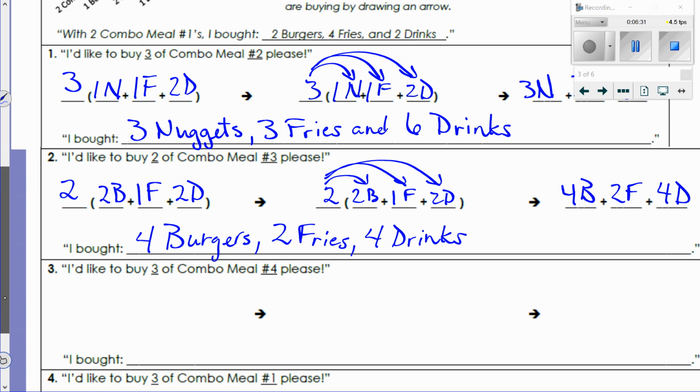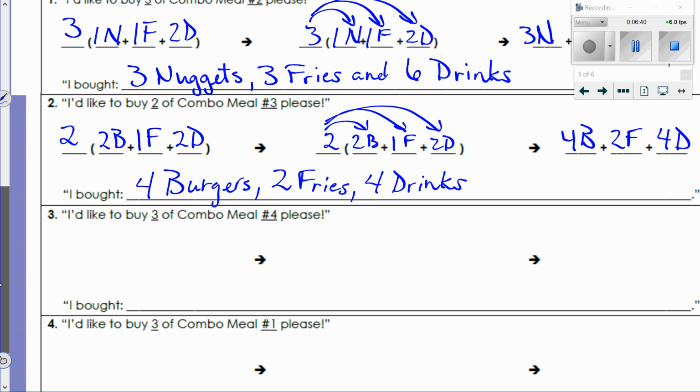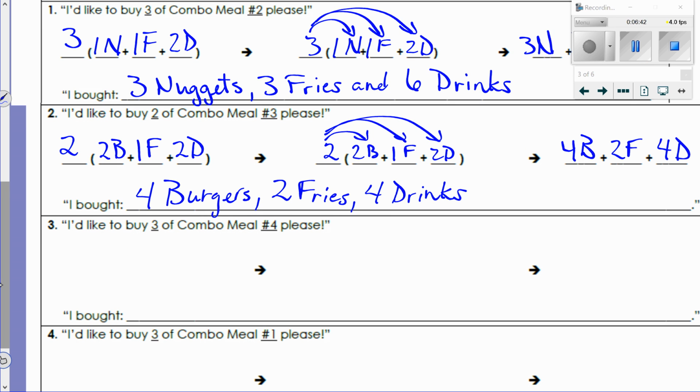Okay, number 3. I want 3 of combo meal number 4. We've gotten rid of the blanks, so now we need to actually be able to write it by ourselves. So 3 of number 4. What am I going to start with?